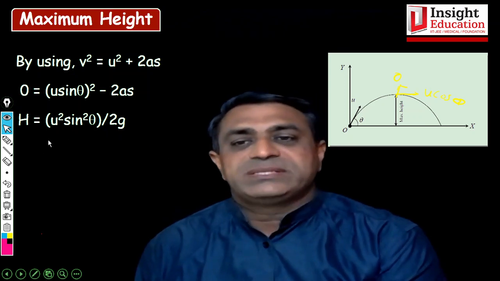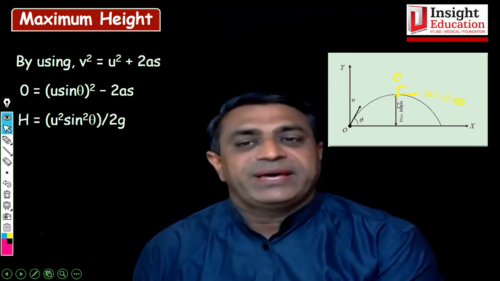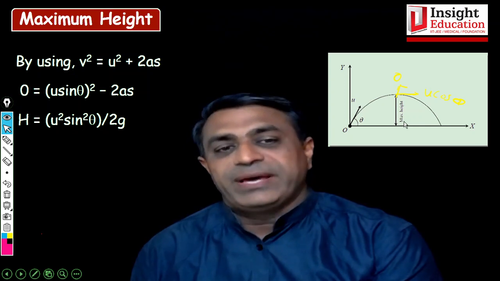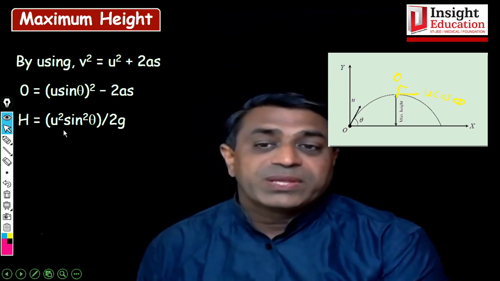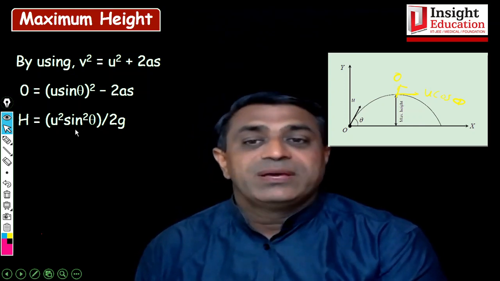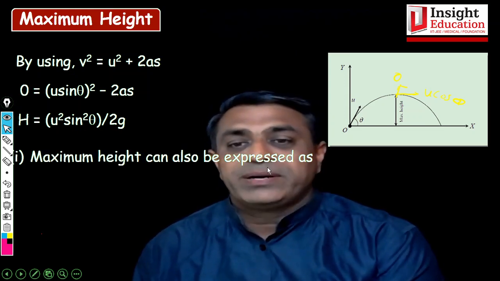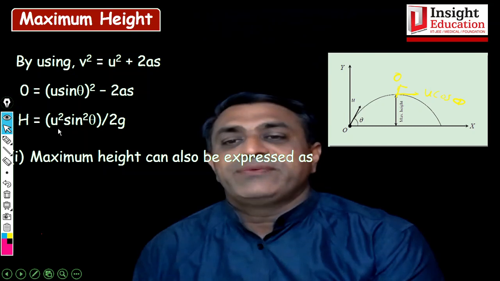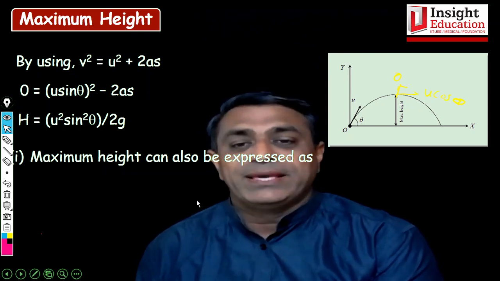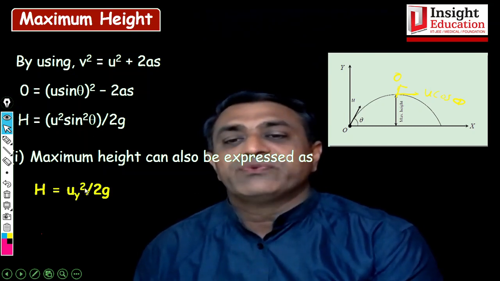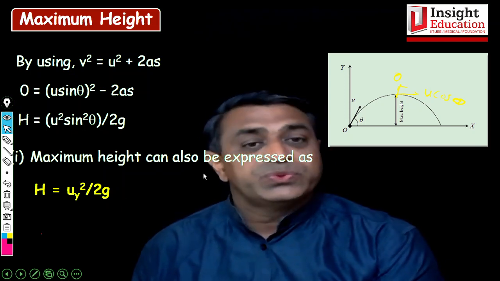So by using this equation, we can find out the height h, the maximum height. That depends on the vertical component of velocity. So we can write the same formula in terms of the vertical component. Instead of u sine theta, we can write uy. So h is equal to uy square upon 2g.